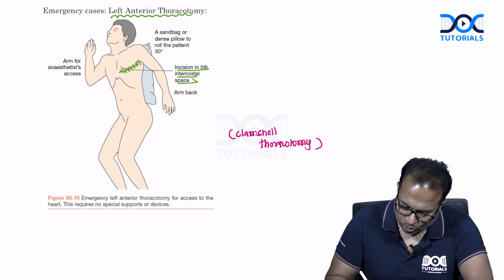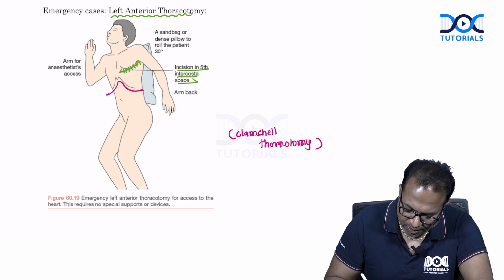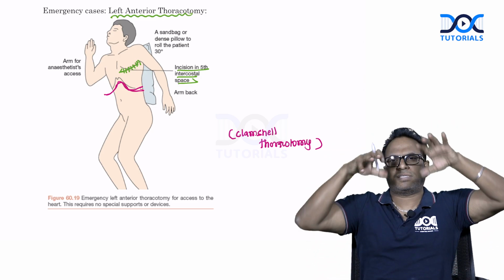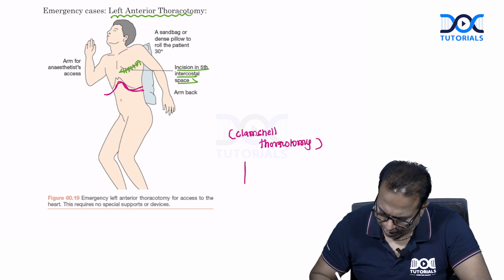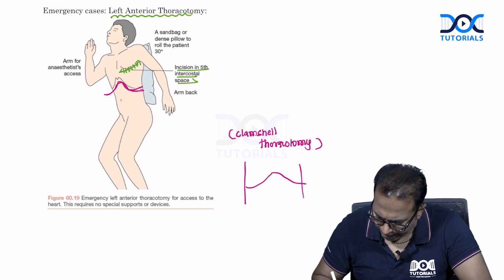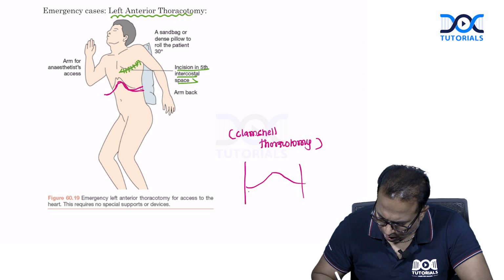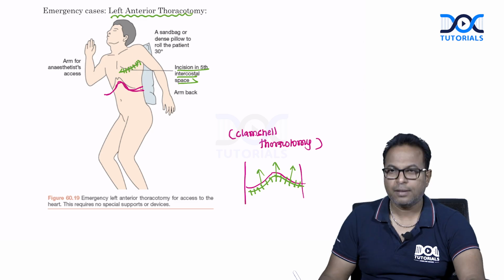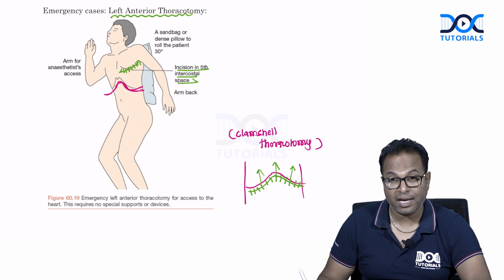Clamshell thoracotomy is a thoracotomy which is done like this, like opening the chest. You put an incision like this and lift the chest and go inside. So clamshell thoracotomy is like this. The incision is made along this place. This is called clamshell thoracotomy. Don't forget, you have to go along this plane. So clamshell thoracotomy is another type of thoracotomy.